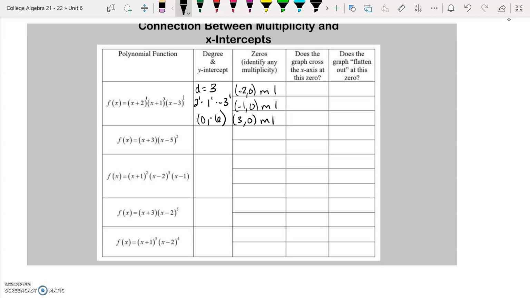So it says, does the graph cross the x-axis at these zeros? If you graphed it, you would say yes on Desmos. And it says, does it flatten out? The answer on all these would be a no, because the multiplicity of 1 is just like that. So then we go to the next one.